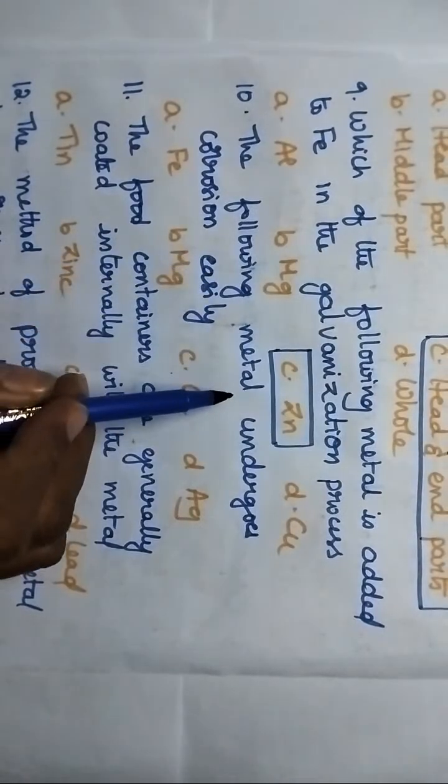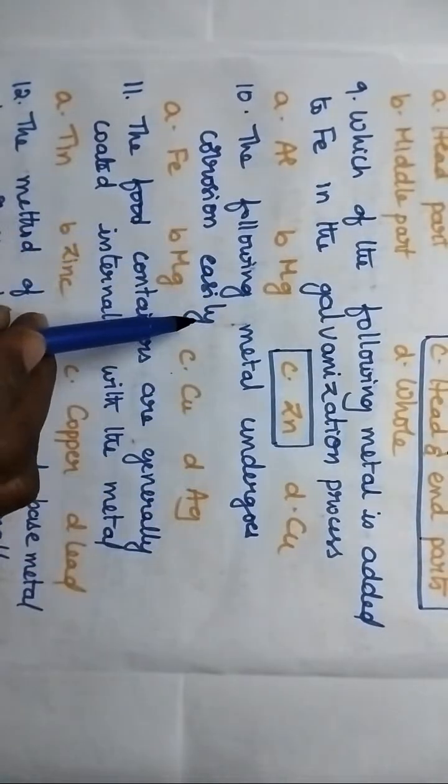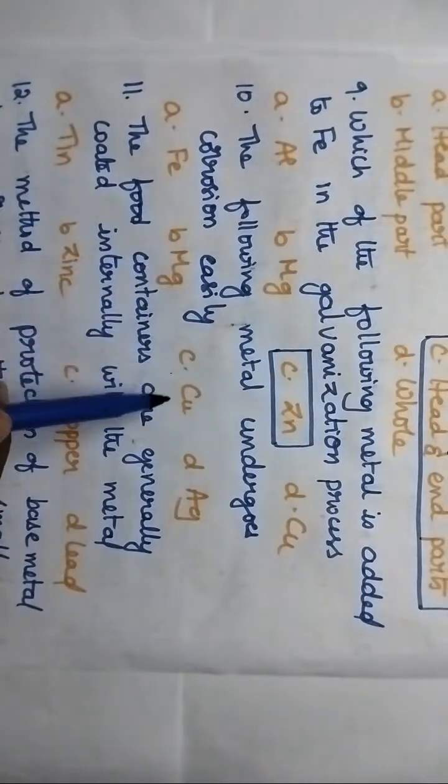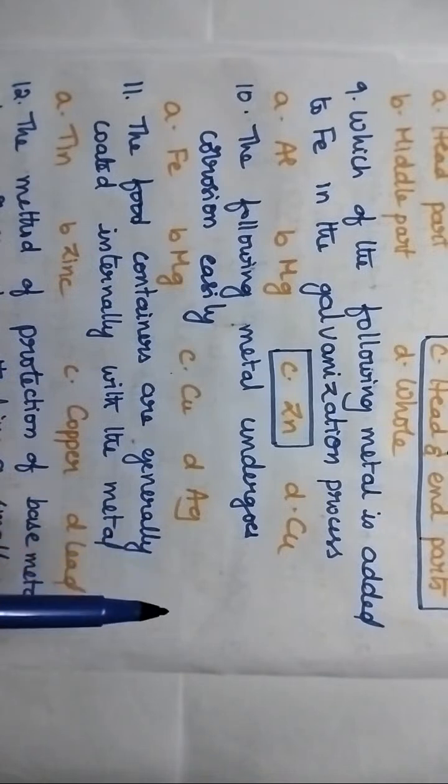The following metal undergoes corrosion easily. So you are supposed to identify which of the following metals undergo corrosion more readily.